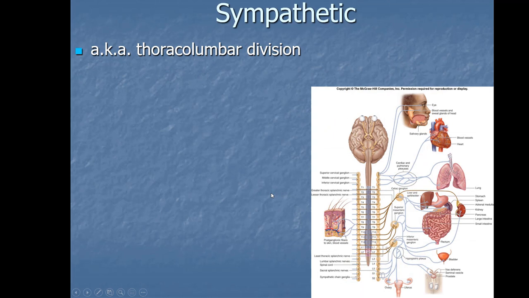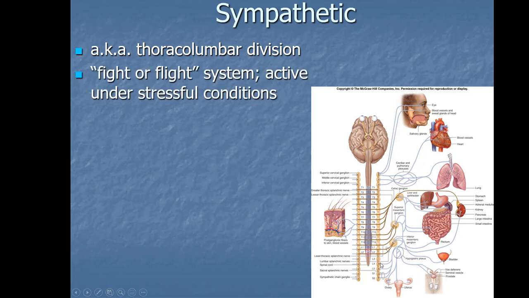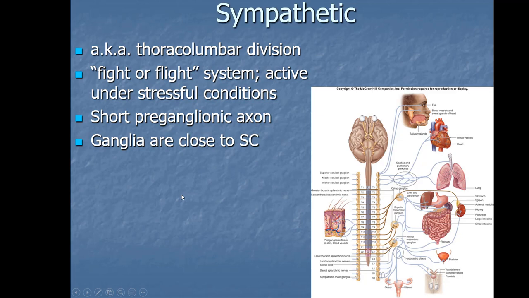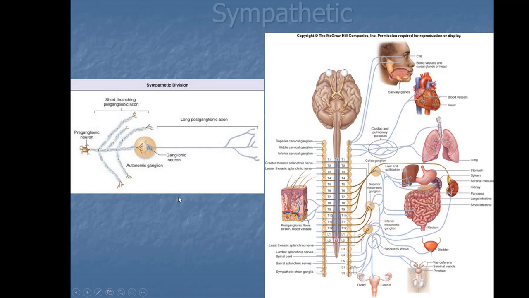The sympathetic nervous system, on the other hand, is called the thoracolumbar division because it comes off the thoracic and the lumbar regions of the spinal cord. It's also known as the fight or flight system, because it's active under stressful conditions, like when you're scared or exercising. So it's the opposite of the parasympathetic, as it has a short preganglionic neuron, and thus the ganglia are going to be closer to the spinal cord. So you see short, myelinated preganglionic and long, unmyelinated postganglionic neurons.